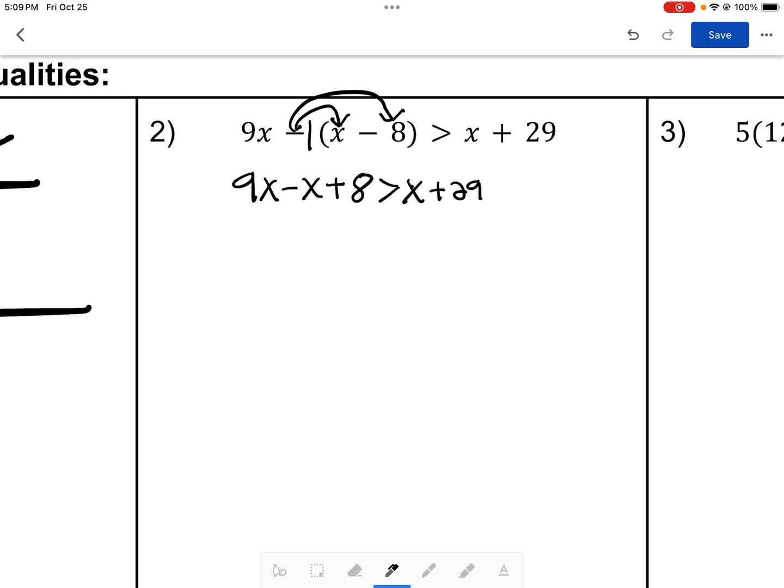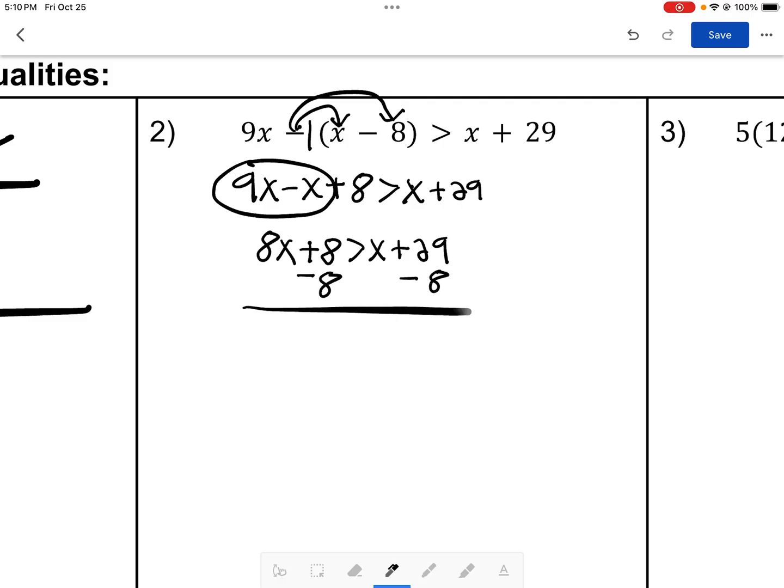Now, in order to continue solving this, I'm going to combine my like terms. 9x minus x is 8x. I'm going to bring down my plus 8, my greater than sign, and my x plus 29. I still need to combine my like terms, so I'm going to bring this 8 over. Okay, so I'm going to subtract 8 on both sides. I'm going to do the opposite so that these 8's cancel to become 0. And I know that 29 minus 8 is 21. Bring down my x, my greater than sign, and my 8x.